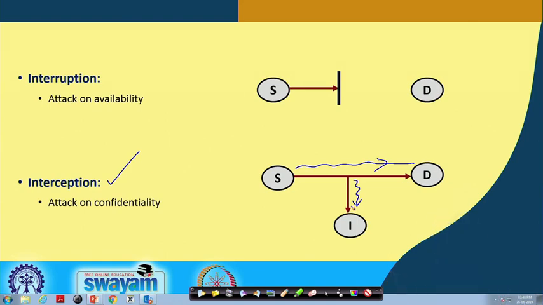Okay. So, interception is an attack on confidentiality, meaning I may be sending you some confidential information like my bank account number or something, but someone in the middle can read the information and can get hold of that confidential information.